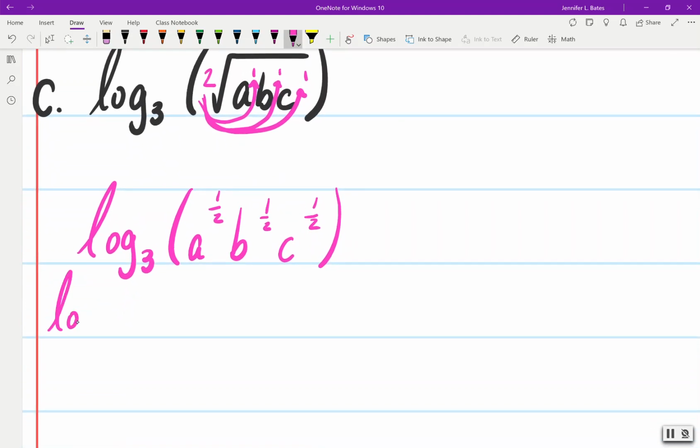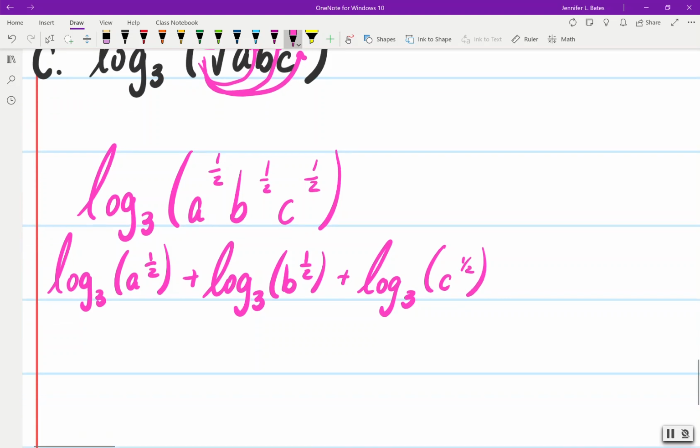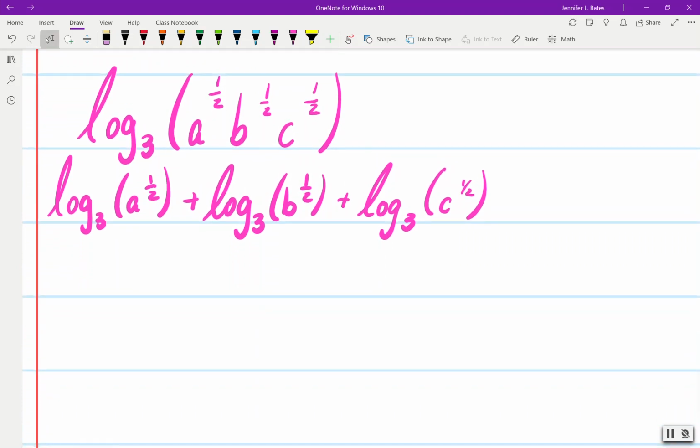So this is going to become log base 3 of a to the 1/2, plus log base 3 of b to the 1/2, plus log base 3 of c to the 1/2. Okay, so that was property 1 to split them up.